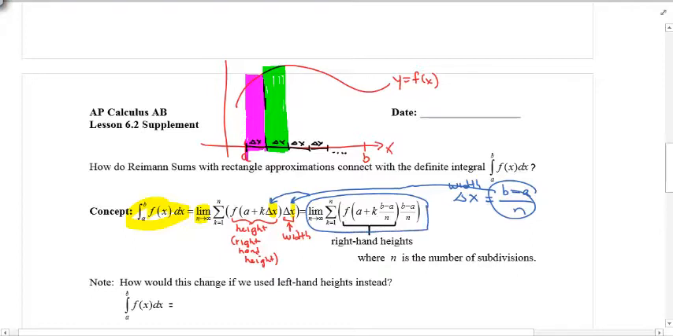Now, you may be thinking, that's fine, Mr. Lee, you used the right-hand endpoints. What if I use the left-hand heights instead? How will that actually change? Well, it will change a little bit.